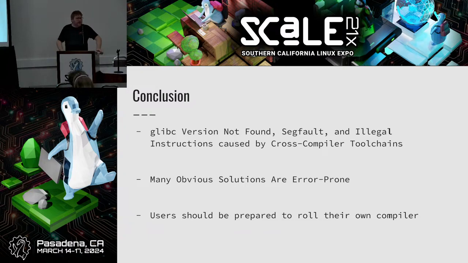Yes, go ahead. Out of curiosity, did you ever try going back to the Debian version that you downloaded from the Raspberry Pi and the Debian archives or something and try to get an old cross-compiler?